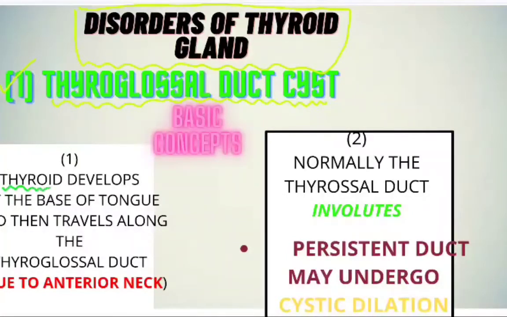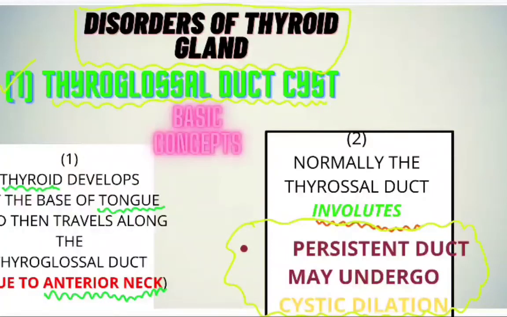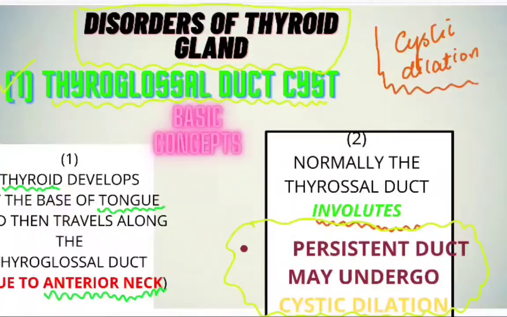We know that the thyroid develops at the base of the tongue and then it travels along the thyroglossal duct down to the anterior neck. Normally the thyroglossal duct involutes, but sometimes due to a persistent duct it can undergo cystic dilation, and this cystic dilation causes the disorder of thyroglossal duct cyst.